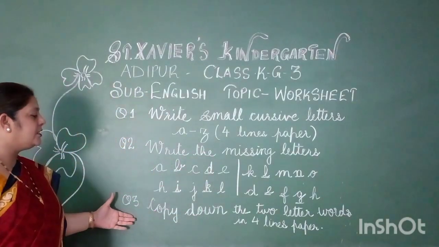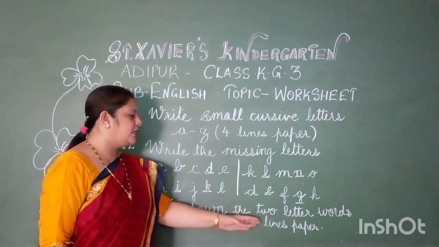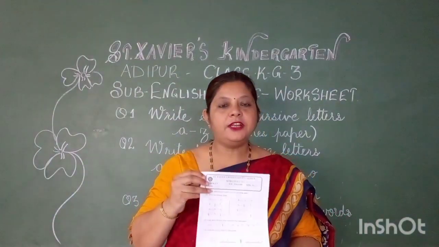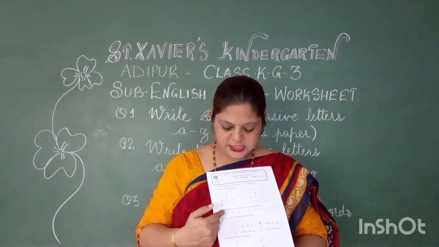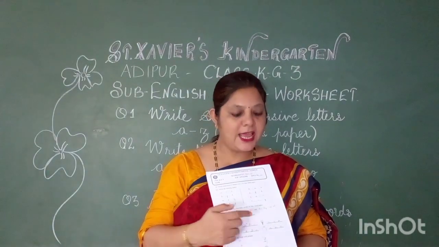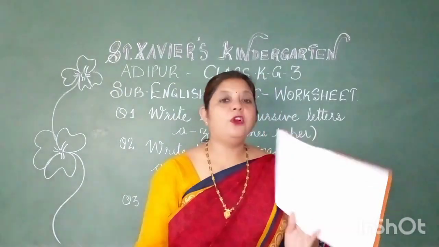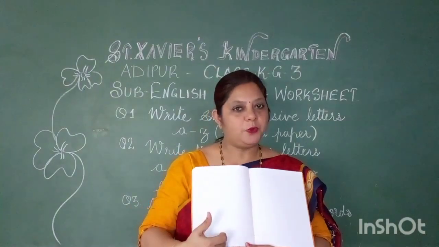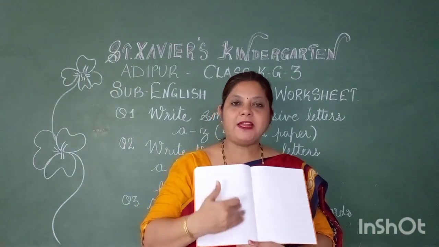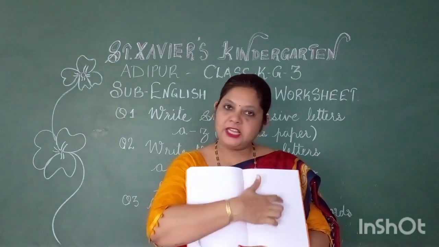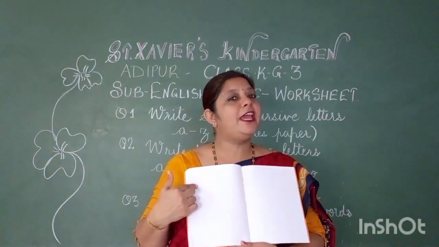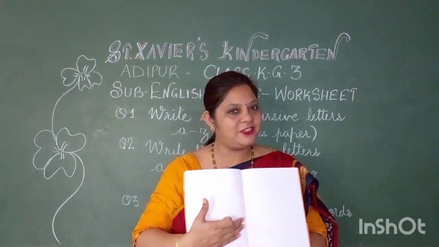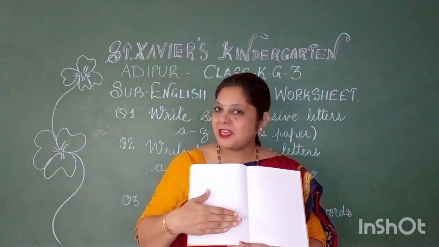Now question number 3 is copy down the 2-letter words in 4 lines paper. Now again ma'am will show you how it is. This is your worksheet. Yes, you all have it in your hand. Over here it's written ANN. So you have to write in your 4 lines notebook over here ANN and the page. Okay. इधर lines draw करेंगे. Parents kindly note. आप 4 lines draw करके देंगे इस पेज पे और बच्चों को यहाँ पर ANN and so on. जितने words हैं उतने lines आप draw करके दीजिएगा. आपको समझ में आ रहा है मैम क्या बोल रहे हैं?